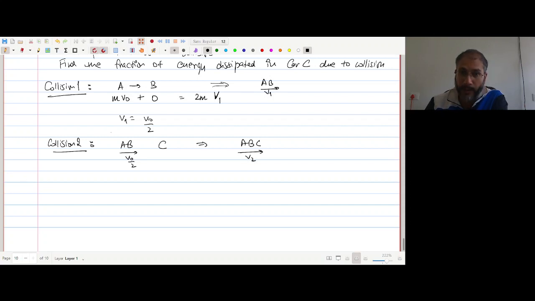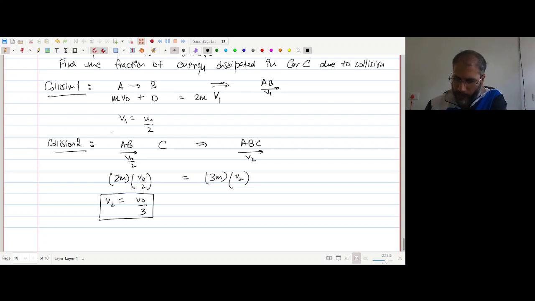So now we apply the conservation of linear momentum. So 2m moving with v naught by 2 is equal to, and there's no momentum for C in the beginning, and then we have all three masses 3m moving with v2. So that gives us v2 is v naught upon 3. So that's the speed with which the three cars will start moving together.